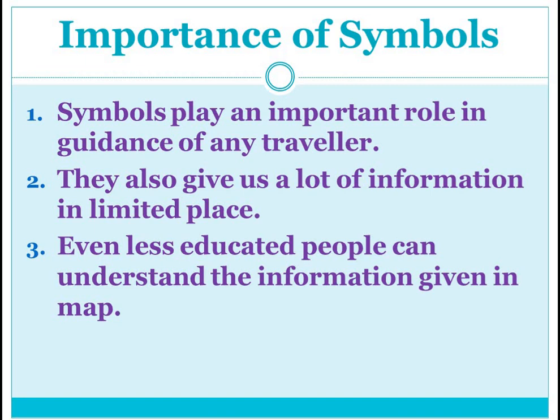As we have a paper only, in that limited space they are able to give us a lot of information. Even less educated people can understand the information given in a map. If a person is not able to read or write, that person can see the map and it will be easy for him to understand by using different symbols. If he sees the symbols, he will be able to know the different places. So these are the importance of symbols: less educated people can also understand, a lot of information is given in limited space, and it plays a very important role in the guidance of travelers.